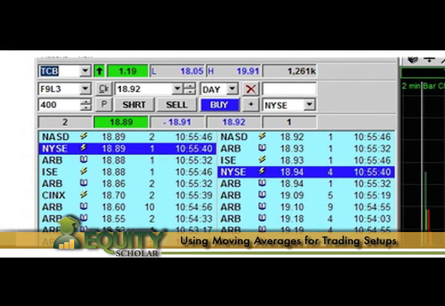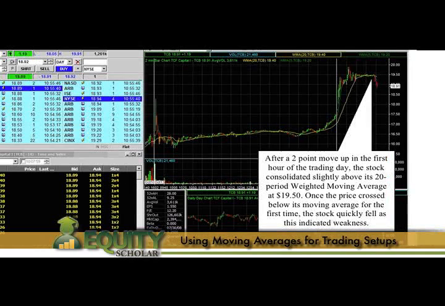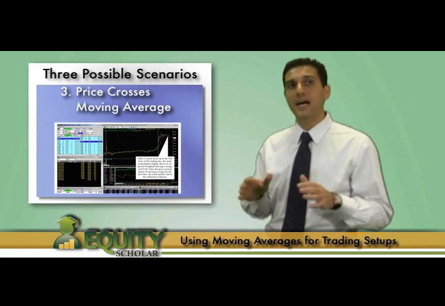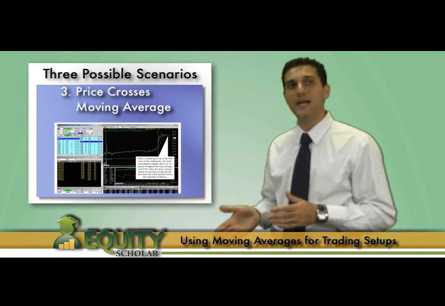Here is a snapshot of TCF Capital, ticker symbol TCB. After a 2-point up move in the first hour of the trading day, the stock consolidated slightly above its 20-period moving average at $19.50. Once the price successfully crossed below its moving average for the first time that day, the stock quickly fell as this indicated weakness. Quickly, the stock changed from an uptrend to a downtrend.